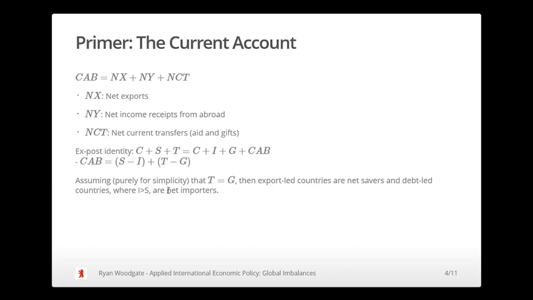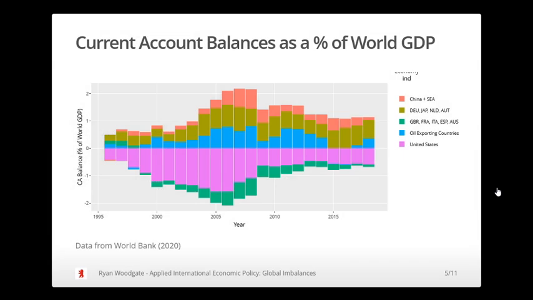Okay, so in thinking about export-led countries and debt-led countries, we already have some ramifications for the growth models that we have seen in the previous video. Export-led countries will be saving more than they are investing. Debt-led countries generally will be investing more than they are saving, and will therefore be net importers. Okay, let's look then at current account balances of some of the major economies around the world.